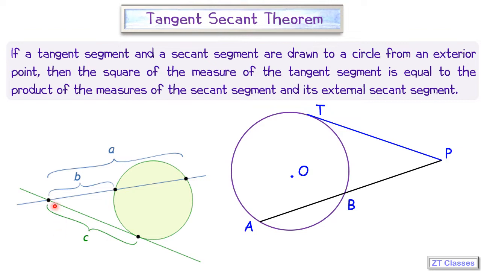If you look at this diagram, this blue line is your secant and the green line is your tangent. Then the product of this full length A into B will be equal to C square. This is the tangent secant theorem.